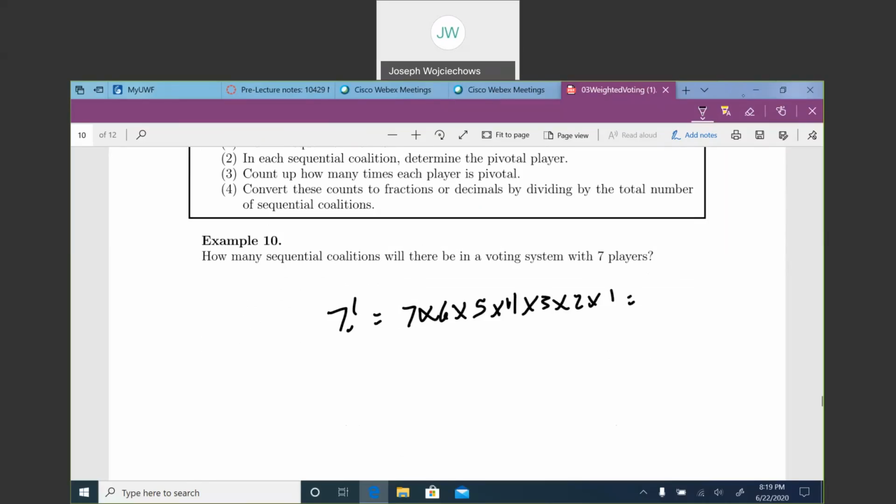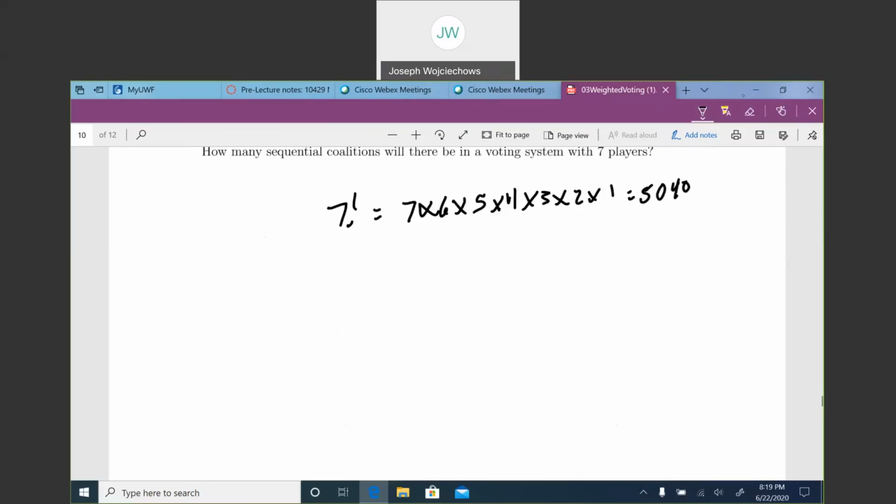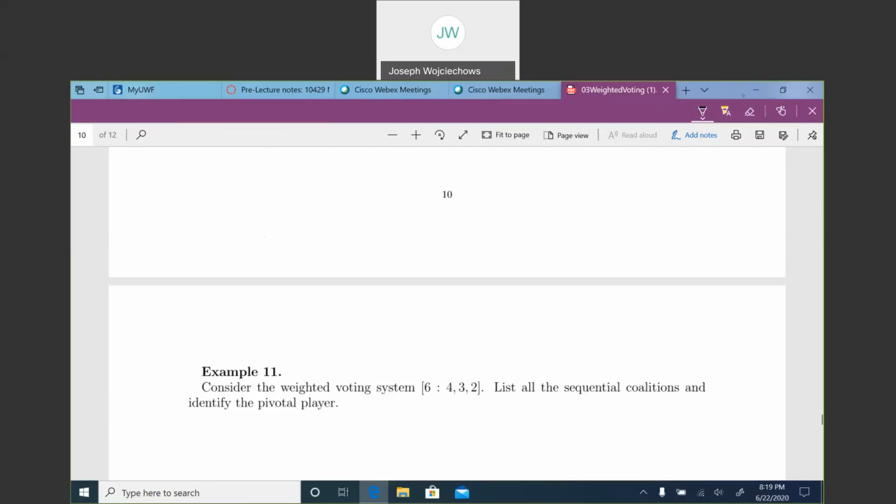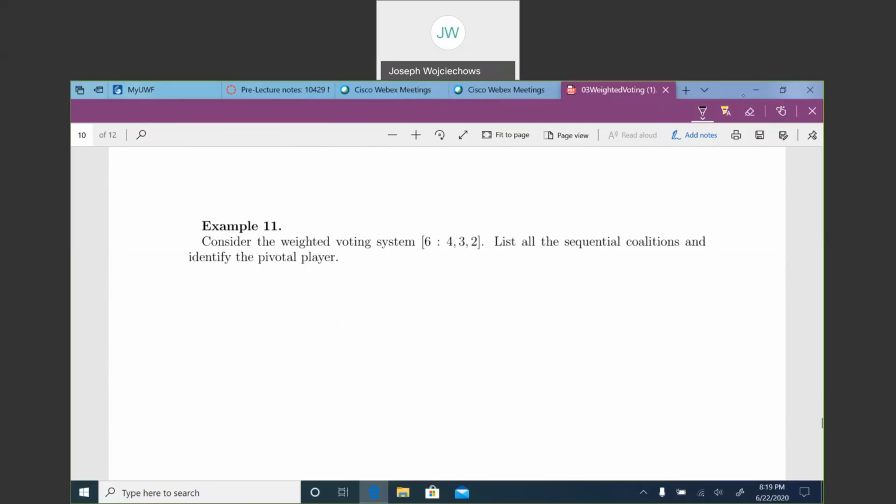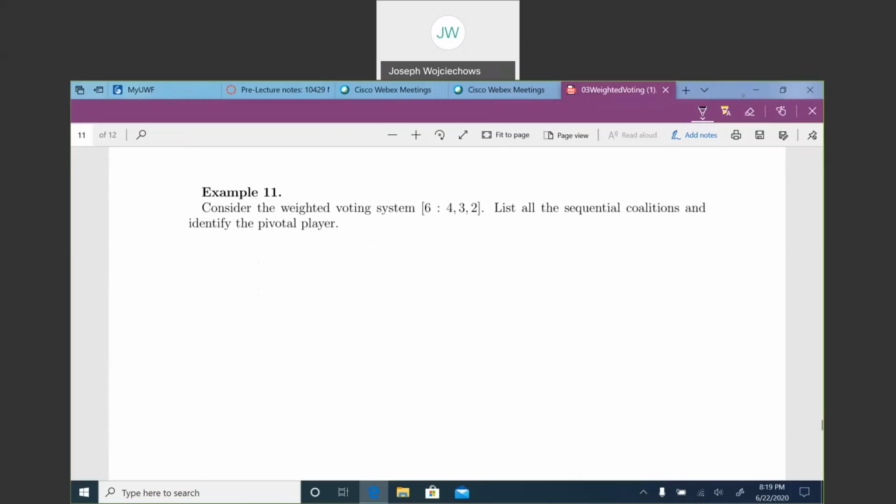It's 5,040. Needless to say, that's a whole lot, and we'd have to list them all. So here we have, consider the weighted voting system, list all the sequential coalitions, and identify the pivotal player.